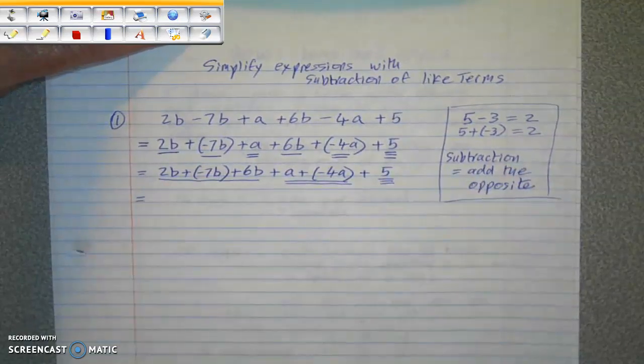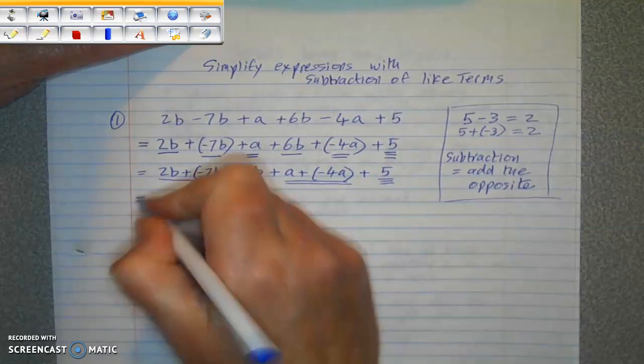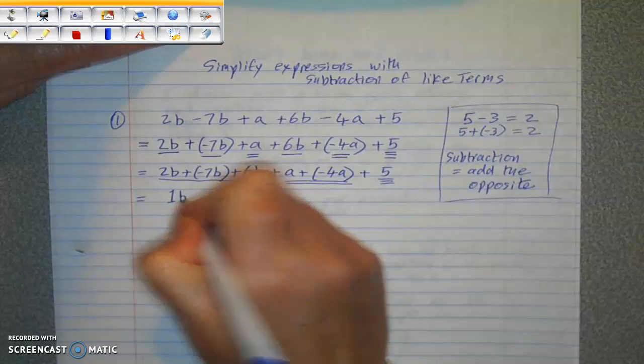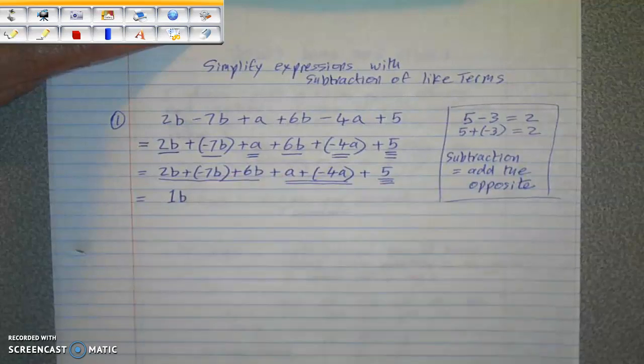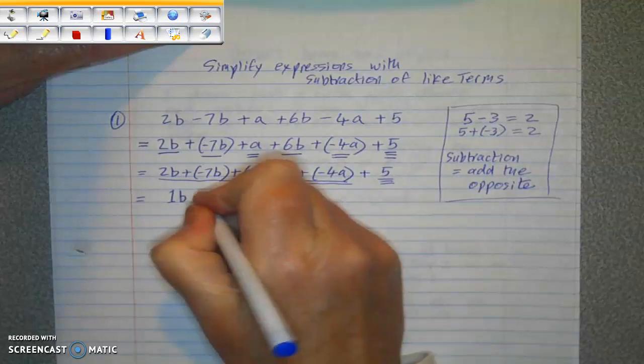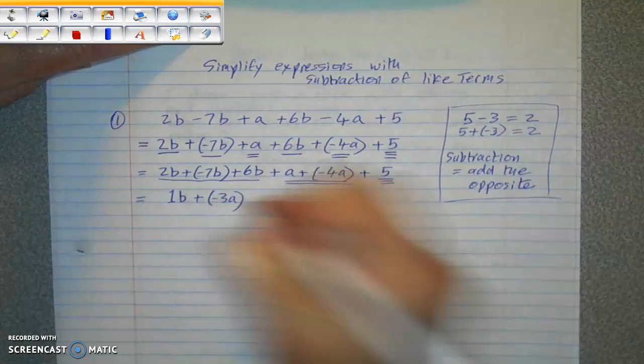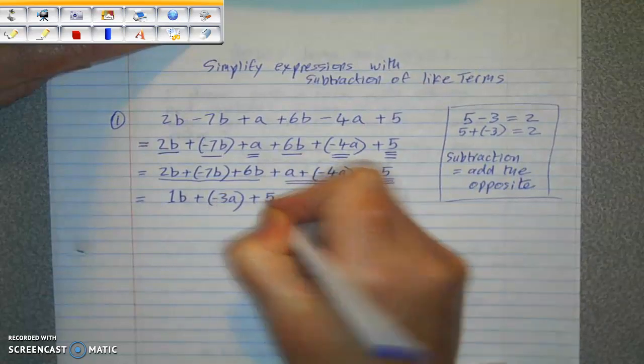Now we can actually do our addition. So for the terms that have the variable b, we have 2 plus negative 7 plus 6. So 2 plus negative 7 is negative 5, plus 6 is going to be 1. I'm going to write the 1 here. We'll come back to that in a second. A plus negative 4a. So that's 1 times a plus negative 4 times a. So 1 plus negative 4 is negative 3. And then we have the 5 on the end.